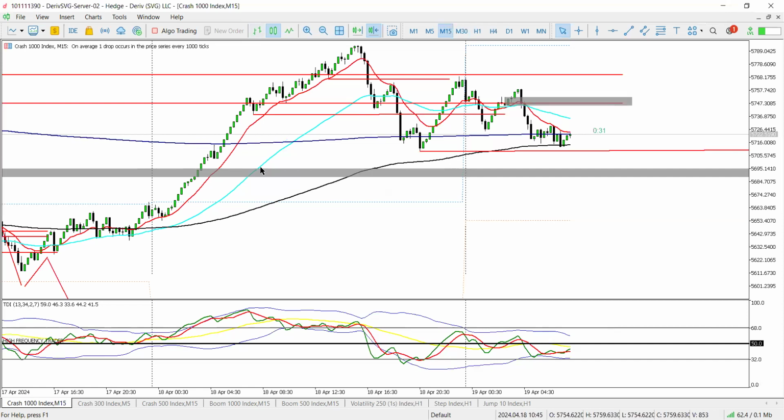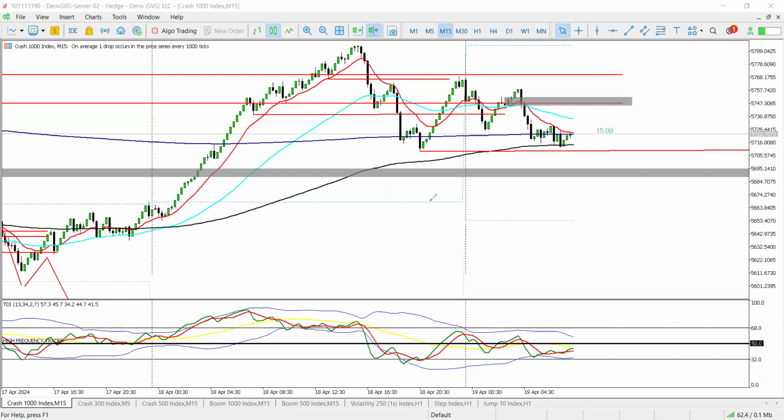What I would also want to see is TDI giving me something here. So already I've got this structure forming here, lower highs on price, lower highs on the TDI as well. So if we can get maybe a baseline bounce or price bouncing off the 50, and price here most likely tapping on the 50 or tapping on this zone, that could actually be an entry point for sells.